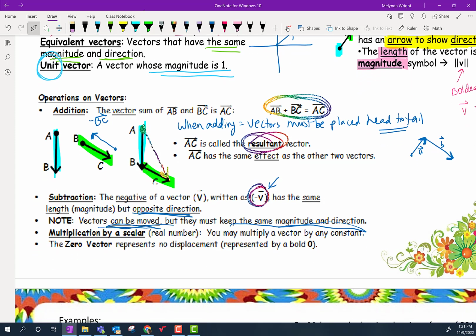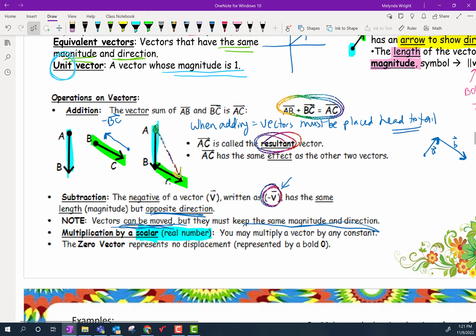Also, a scalar, this is another vocabulary word. A scalar is a real number. You can multiply a vector by a real number. You could double the length of the vector if you wanted to. So up here, if I wanted to do 2 times vector AB, what it would mean is I would basically draw it twice the length. And of course I have to measure it, but that would be 2 times vector AB. You just take the length and you double it. And that's okay. That's called multiplying by a scalar, and you can certainly do that.